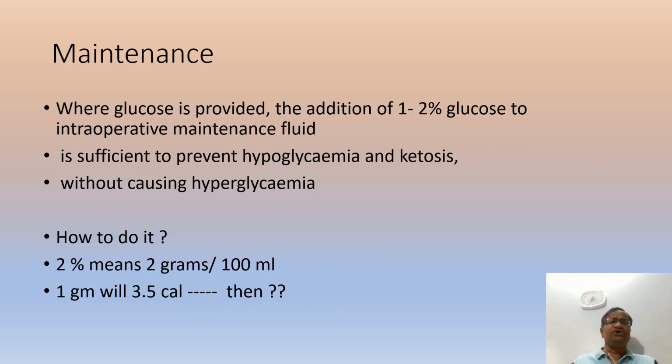Adding 1 to 2% glucose to the intraoperative maintenance fluid is sufficient. Just add 1 to 2% glucose to the saline without causing hyperglycemia. How to do it? 2% means 2 grams per 100 ml, 1% means 1 gram per 100 ml. But 1 gram will only give 3.5 calories. Then the catabolic state will take care of this.